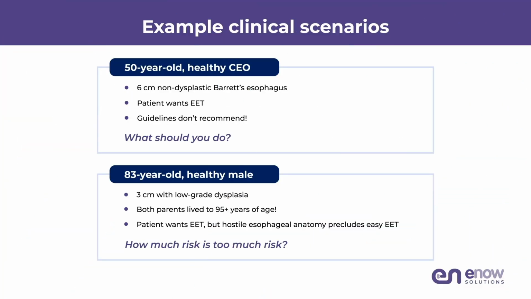So this is not a slide I'm going to go too deep into, but this is a proof of principle to show where the gaps are, even for experts, even on this stage. Here's a 50-year-old healthy CEO, the point being that this is a resourceful patient who has a 6 centimeter non-dysplastic Barrett segment. That's a pretty sizable segment. And this gentleman doesn't want to consider surveillance. He wants to be treated.